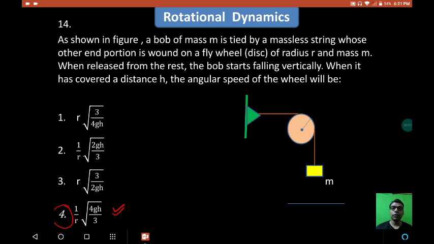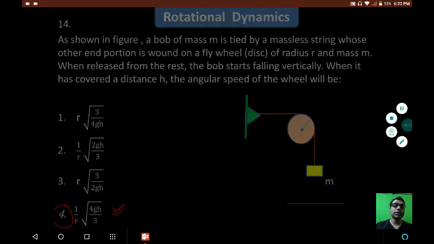So the next problem is from rotational dynamics. As you can see in the figure, a bob of mass m is tied by a massless string whose other end portion is wound on a flywheel disc of radius r and mass M. When released from rest, the bob starts falling downward. When it has covered a distance h, we have to find the angular speed of the wheel. So what will be the angular speed of the wheel in this case?